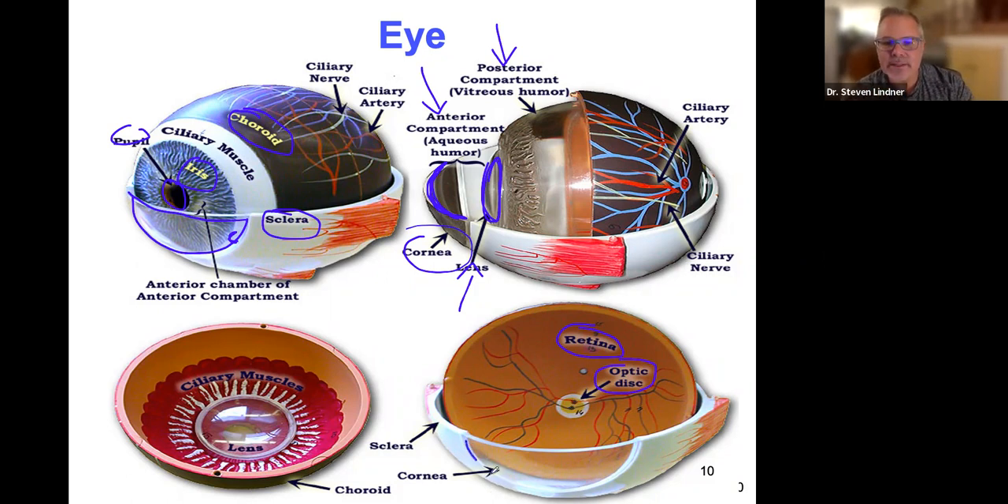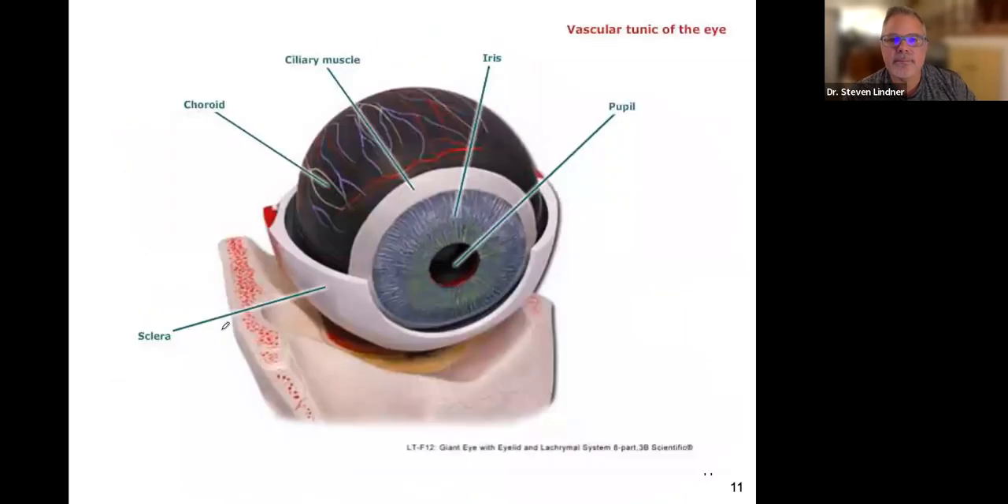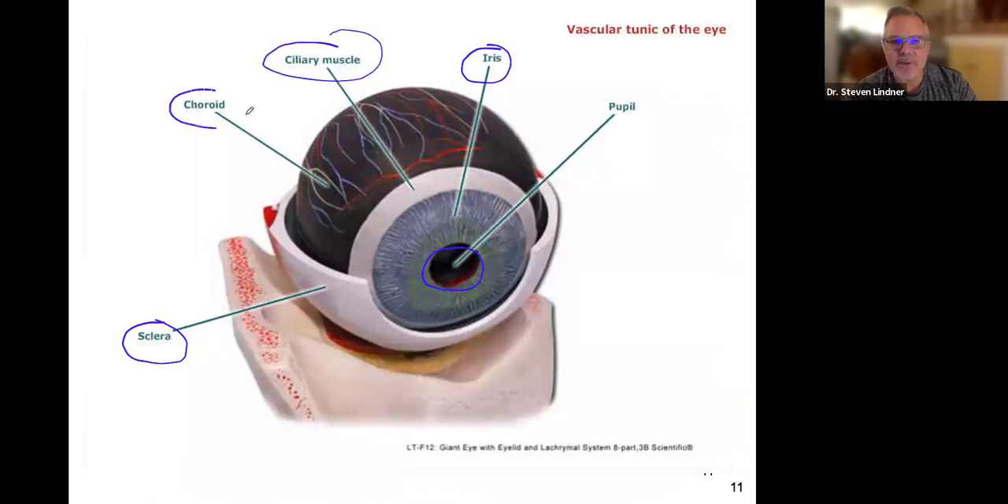On the bottom, we could see half of the cornea. Here, we could see the sclera. Cornea is the outermost layer. Middle layer is the choroid. Again, outer layer, sclera. Here's the pupil. Here's the iris. What attaches to the iris is the ciliary muscle here. And then we have the choroid, which is the middle layer.